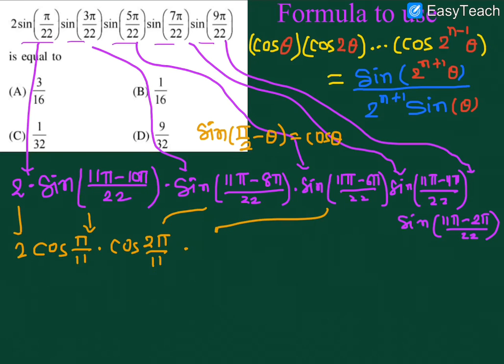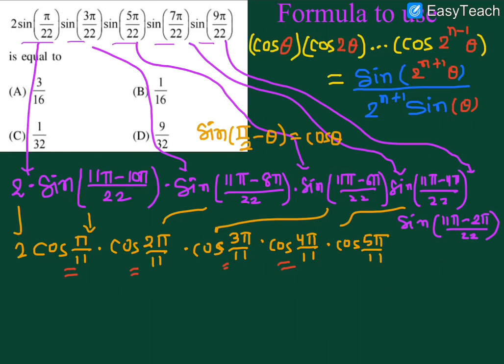We are using this particular formula. Then next, this one, it will be cos of 3 pi by 11. Then next, cos of this one 4 pi by 11, and then cos of 5 pi by 11. Now we have here cos pi by 11, cos 2 pi by 11, cos 4 pi by 11. That means we have to convert these terms into cos 8 pi by 11 and cos 16 pi by 11.